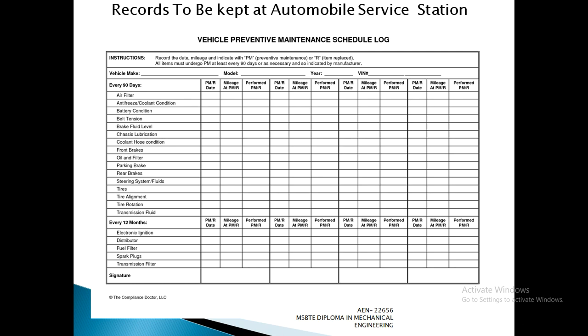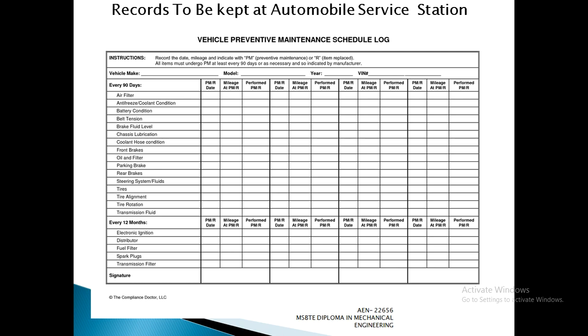Whenever this has to be checked or maintained, at that time the mileage at preventive maintenance or repair is written there, and after the preventive maintenance and repair is performed, the date is written. Every 90 days this has to be done to check the schedule log or maintenance cost of a vehicle.